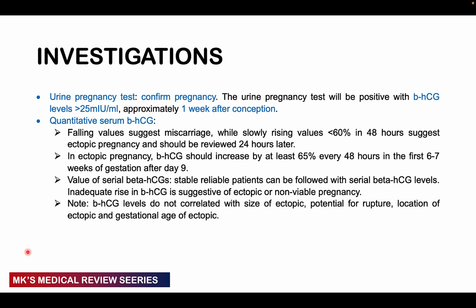So a urine pregnancy test is going to be positive and the beta HCG levels will be greater than 25 milli-international units per mL. And this is approximately 1 week after conception. Then you want to do a quantitative serum beta HCG.